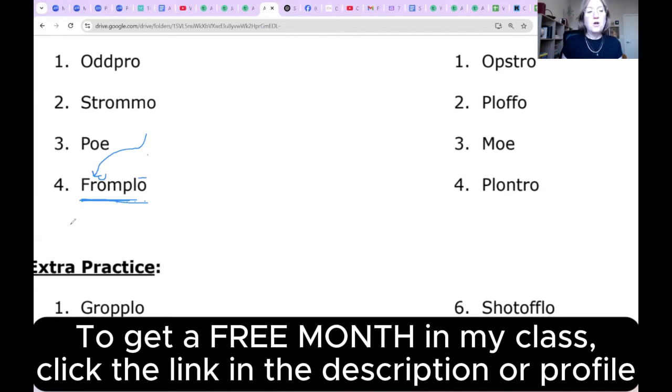You have to really force that R sound to come in after that F. Fromplo. If you wanted to divide the syllables, it could be divided right here because we have a vowel, consonant, consonant, consonant, vowel pattern. When you have 3 consonants like that, you can divide it between the first and the second. And then you'll have those 2 short parts of the word, the syllables, that you can pronounce on their own and then combine them together.